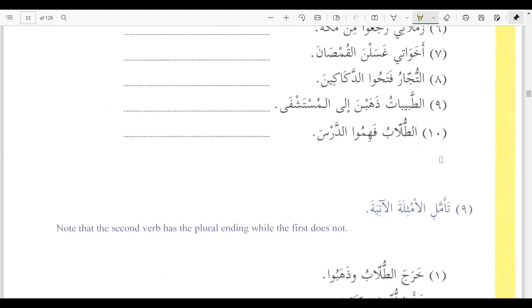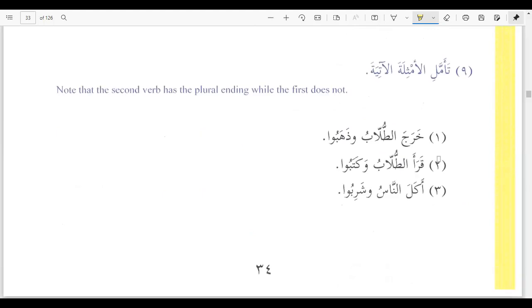So number 10, at-tulabu fahimud darsa. The students understood the lesson. And then, sir, it will come fahimat tulabu darsa. The students understood the lesson. Okay. Yes, sir.